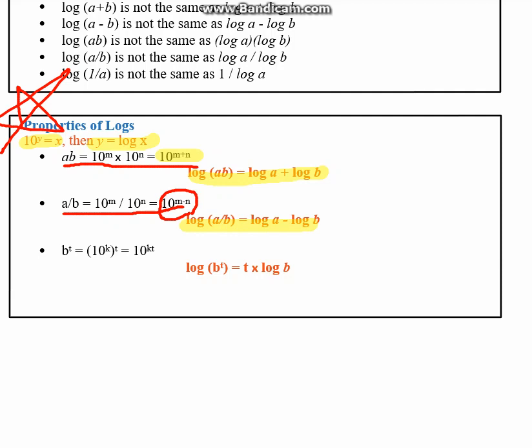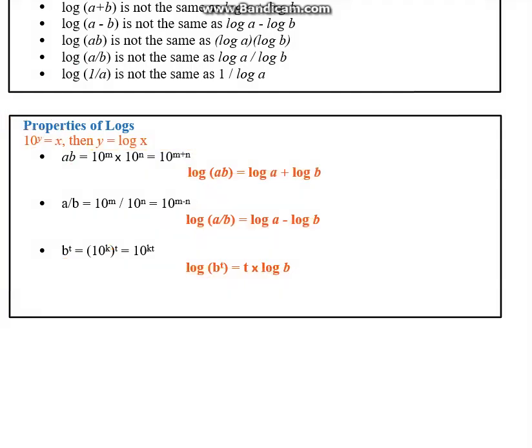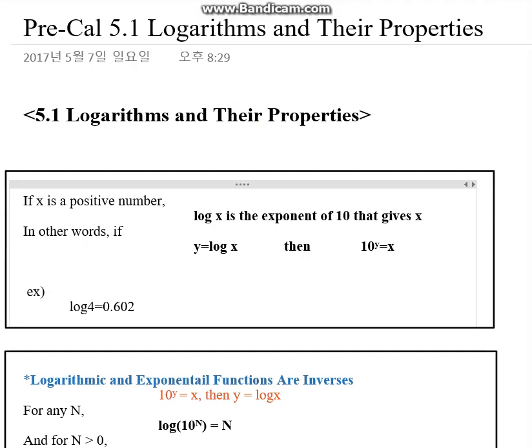And last but not least, this is very important. If b to the t is 10 to the k, and then you raise that whole thing to the power t, it's going to be the same thing as 10 to the kt, because you would multiply these exponents. So we use that again here. Log b to the t is t times log b. So these three I would really recommend you keep in mind, and that is it for logarithms and their properties.